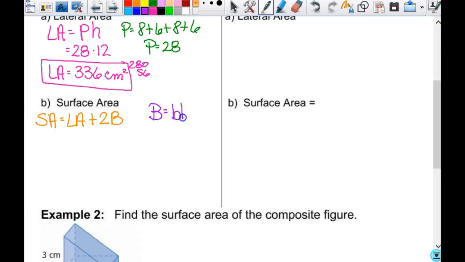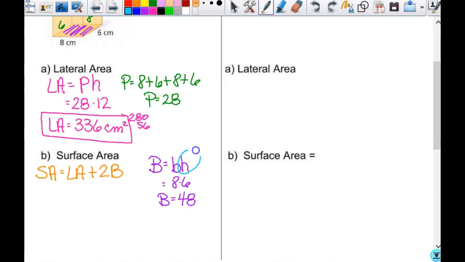Base times height. Okay. So, what are the base and the height of the rectangle? 8 times 6, right? Or 6 times 8, doesn't matter. So big B is 48. Now, notice this. With this height, I used 6. With this height, we used 12. Those are 2 completely different things, right? This is a 3-dimensional formula right here. This is the height of the 3-dimensional figure. This is a 2-dimensional formula. This is the height of the 2-dimensional figure, right? You're talking about different things. So don't go substituting it in just because it said H, because that can throw you off sometimes when you're not paying attention to what you're doing.